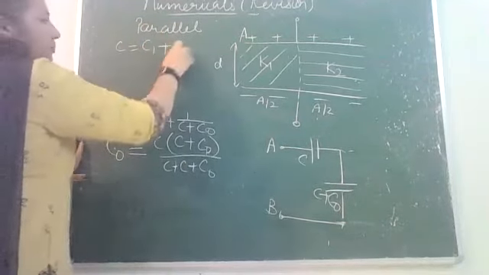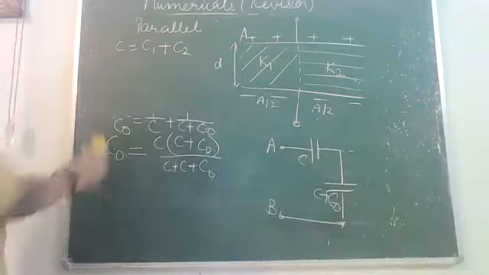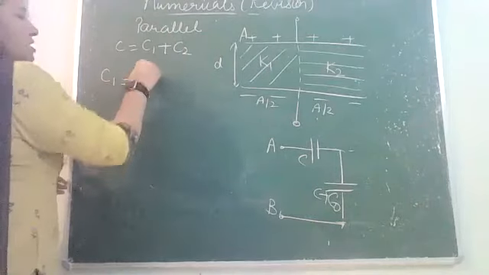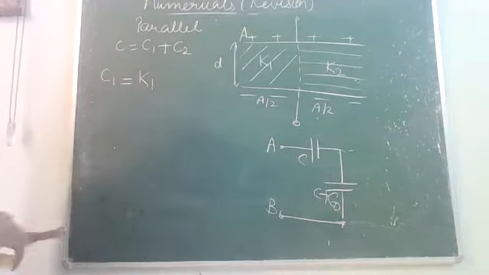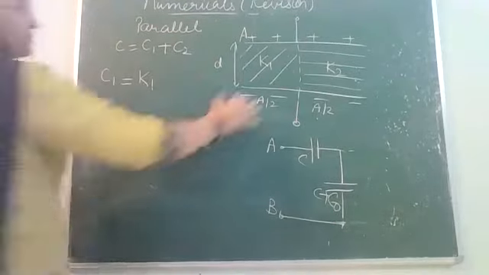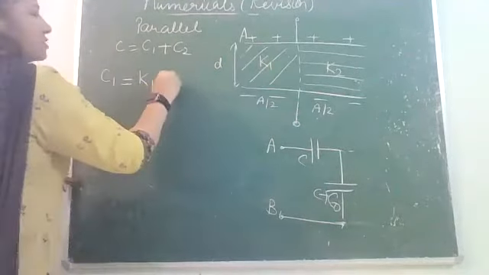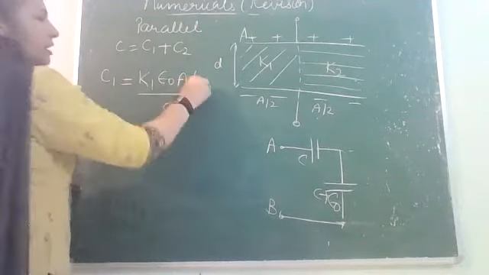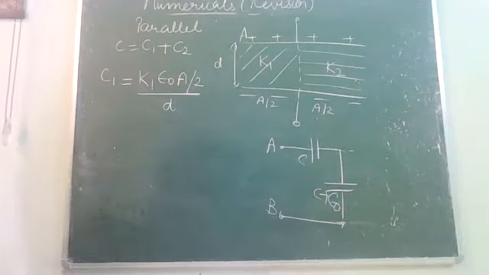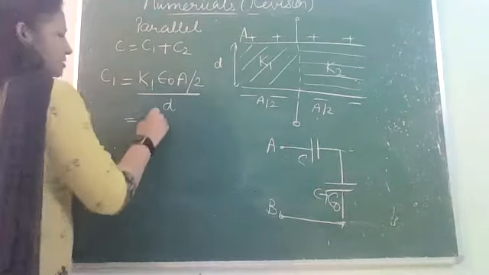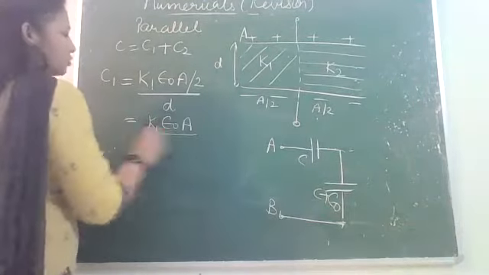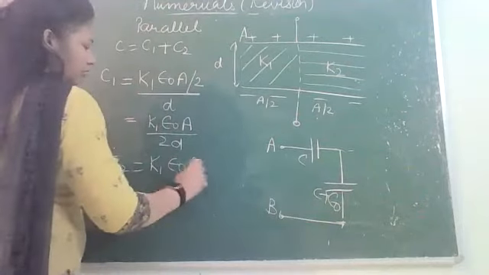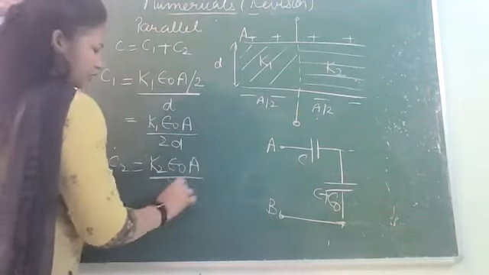So what will be the equivalent capacitance? C1 plus C2. Now next step is how to write C1, C2. What is the capacitance of each capacitor? It is obviously K times, because dielectric is filling the entire space between the plates. So let us find this capacitance. C1 is K1 epsilon naught A by D. What is A? A is A by 2. So C1 becomes K1 epsilon naught A by 2D. Same way C2 is K2 epsilon naught A by 2D.